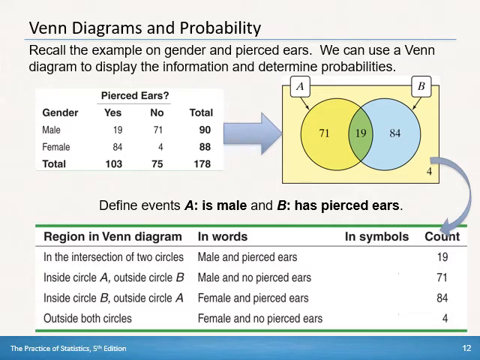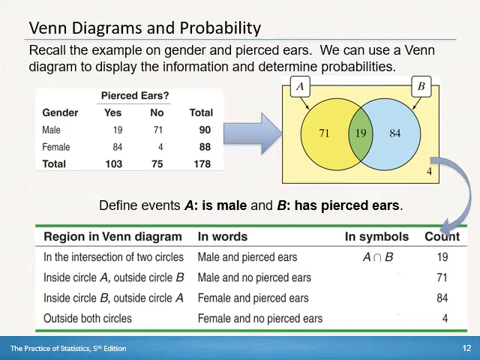Okay, so some more symbols. How could we write these? Now, don't get too overwhelmed by these symbols. You're not required to really understand these symbols here. They get a little bit intense. So in the intersection of the two circles, male and pierced ears, that's that count of 19. What symbol would be used for that? Well, that's just A and B.